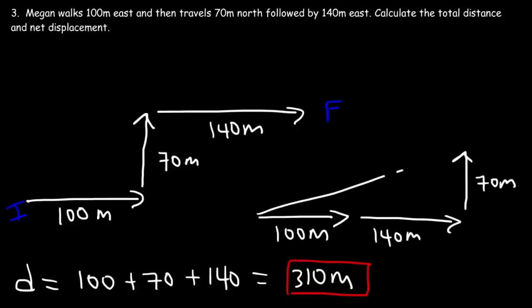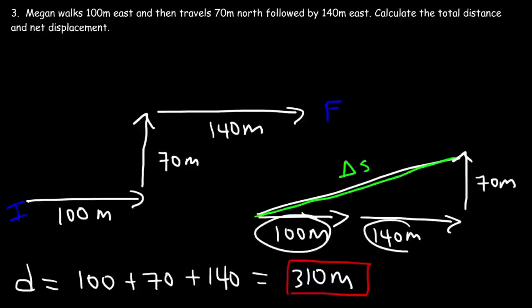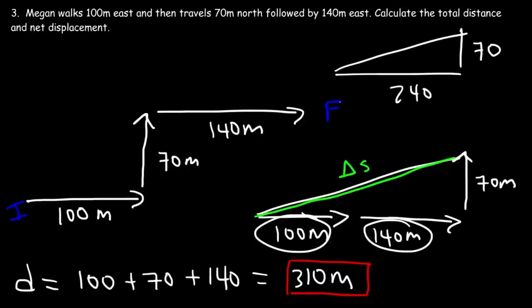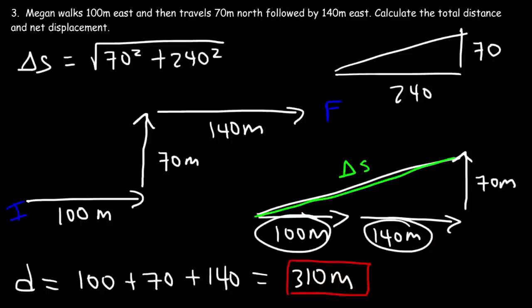Now notice that we have a right triangle. Our goal is to find the length of this green line, which we can call delta S. So if we add these two numbers, 100 plus 140, that's 240 going east, and then 70 going north. So now we could use the Pythagorean theorem. So delta S is going to be the square root of 70 squared plus 240 squared. And you could type it in exactly the way you see it in your calculator.